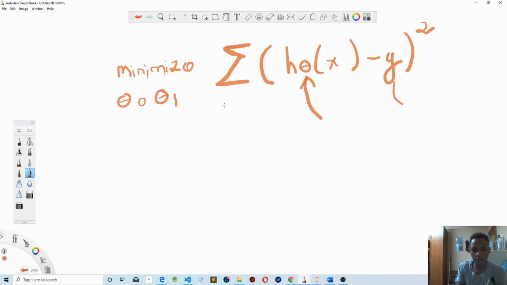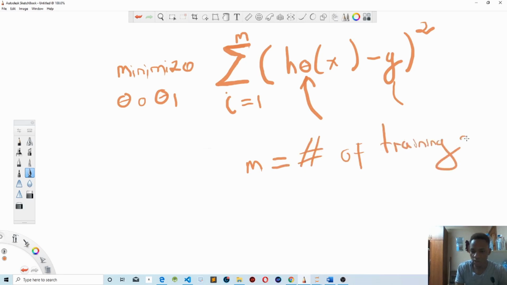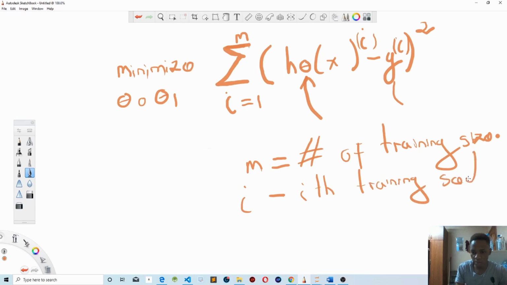We want to minimize the sum of this from i equals 1 up to m. If you remember from the previous video when we talked about the notation for linear regression, m was the size of our training set. So in this case it's going to be h of x^(i) minus y^(i). Remember that i represents the ith training example.